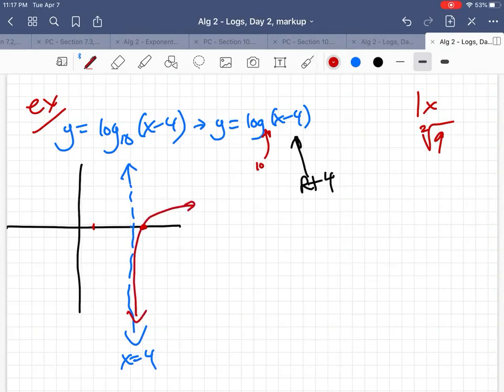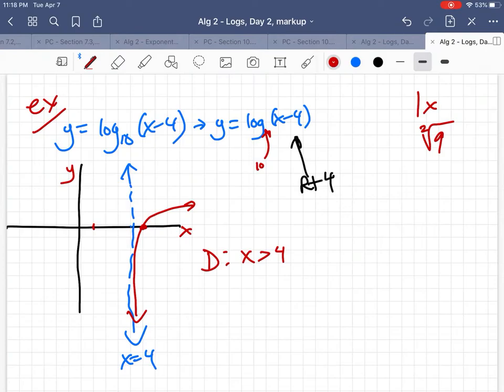So most importantly, I want to talk about my domain. My domain is everything to the right of 4. If I looked at the picture, I would say x is greater than 4. My graph only exists on the x-axis, left and right, for everything after 4, from 4 to infinity, basically.